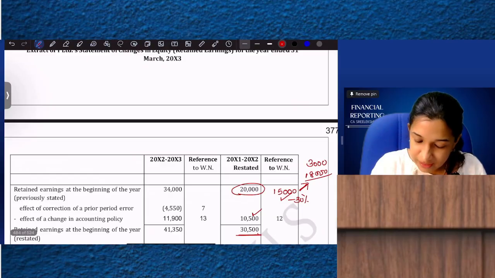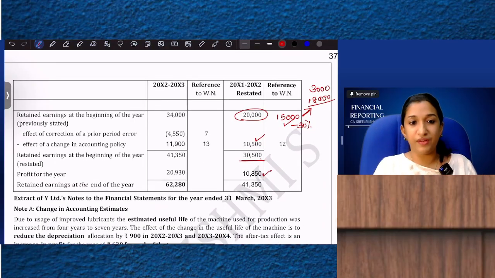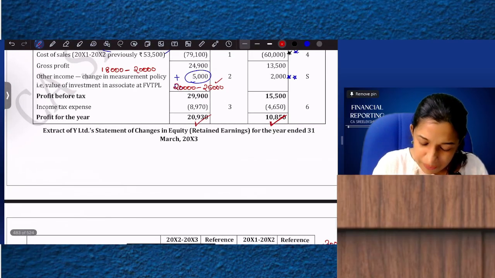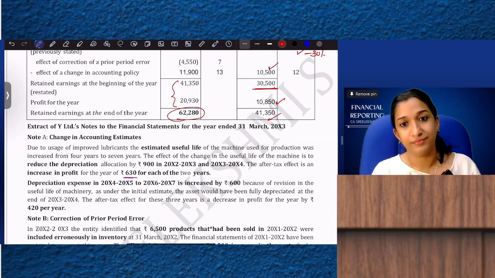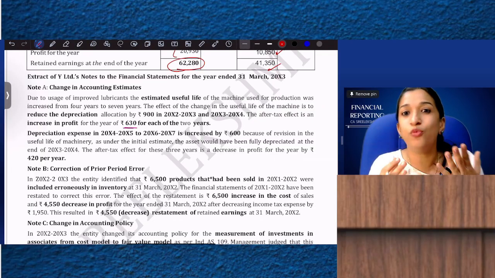2011-12 profits 10,850 added, 41,350. Then 41,350 plus 21,930, 62,280. So now disclosures. Now what are the disclosures?